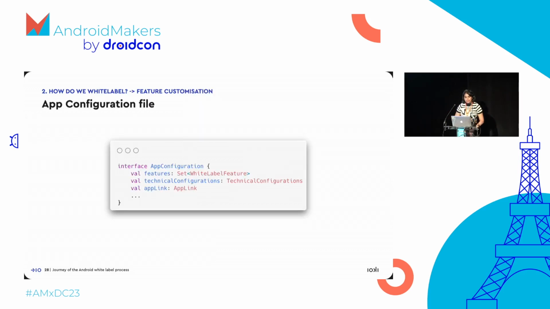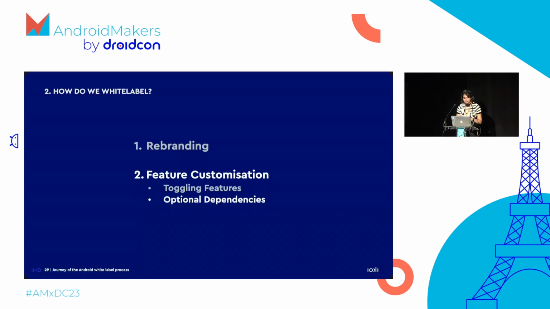So we have our features now, we have our technical configurations, and we add it all into another interface called app configuration. And this has a primary locale and technical configuration keys, and with this base interface defined and a sealed interface for technical configurations, we restrict this hierarchy as much as possible. And this way, we've dotted all our I's and crossed all our T's for every single white label app.